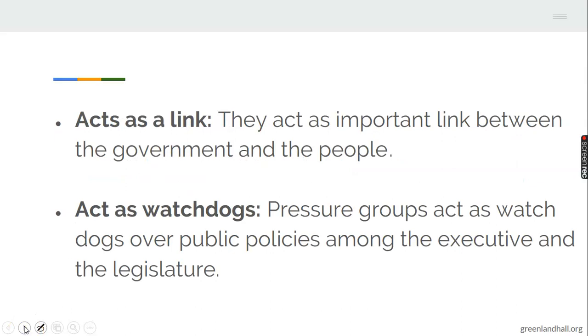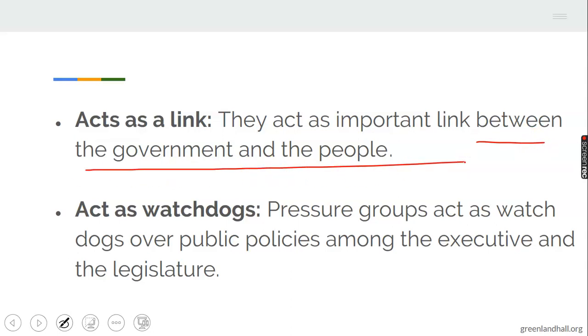They also act as important link between the government and the people. At least they serve as a voice at times for the voiceless in the society, where ordinary citizens cannot reach. If they want to reach the government at the center or at the state level, they can serve as the link. They will convey the messages of the people at the grassroots to the corridor of power.